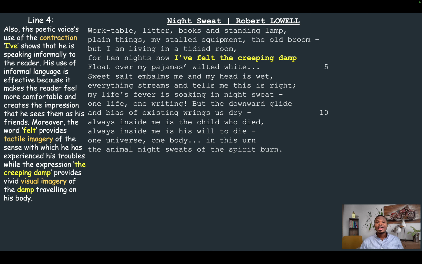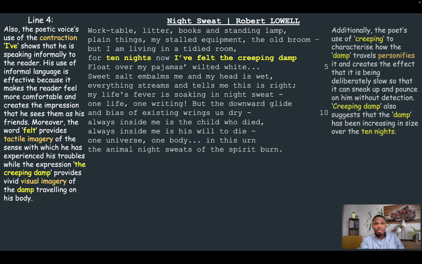While the expression "the creeping damp" provides vivid visual imagery of the damp traveling on his body. So it is traveling bit by bit, almost sneakingly or stealthily. Right. Now, additionally, the poet's use of "creeping" to characterize how the damp travels personifies it.